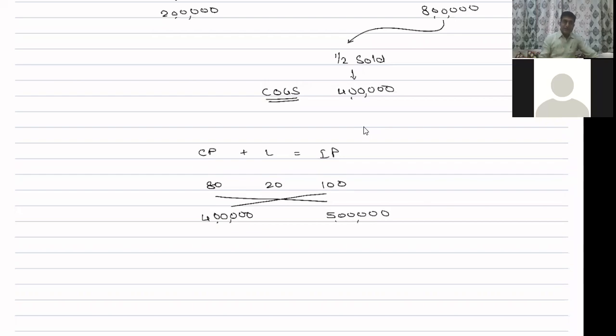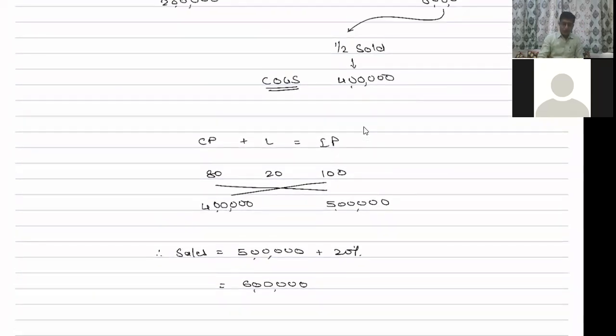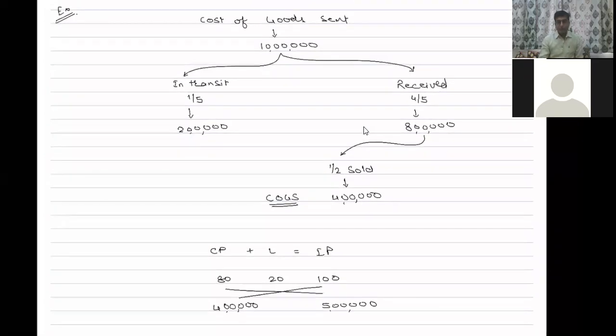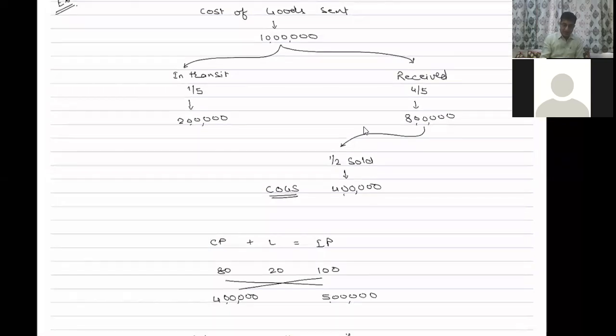But 5 lakh is not the sales value. Sales value is 20% above invoice price. Therefore, sales is equal to 5 lakh, that is invoice price, plus 20%, that is additional profit, that comes to 6 lakh rupees. If you do not read the questions carefully, if you do not try to assess what has been given to you, you are bound to make mistakes. So I request every one of you to please read the questions carefully.